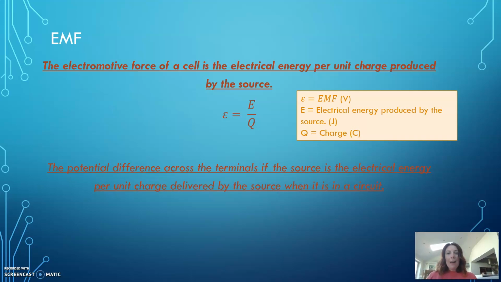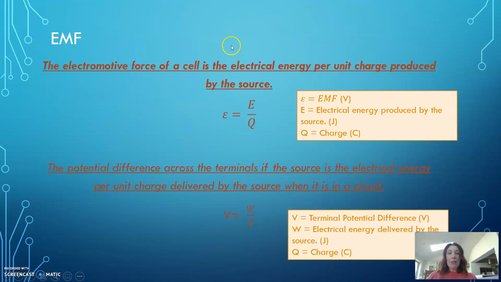So if you think of EMF as the amount of energy that can be supplied, and then the terminal potential difference is the amount of energy that is supplied. And the equation for that is exactly the same. It's just that it uses slightly different letters. So V is the terminal potential difference. W is the work done, or the electrical energy delivered by the source. It's called work because that energy will be used in the circuit to do stuff. And then you've got Q, which is charge.